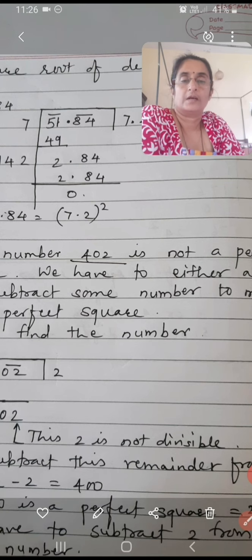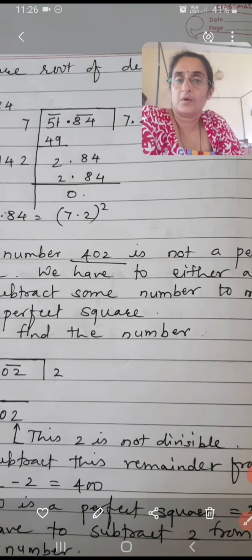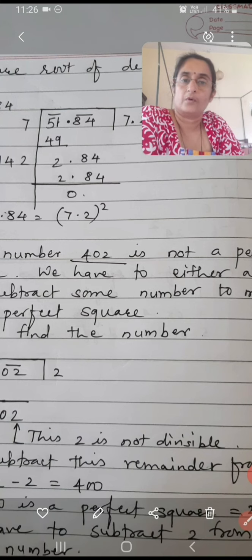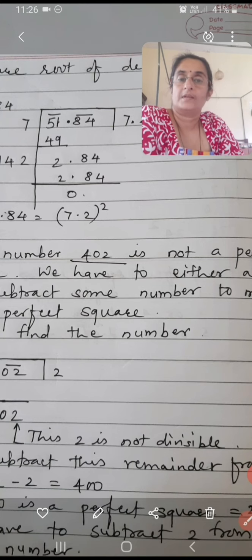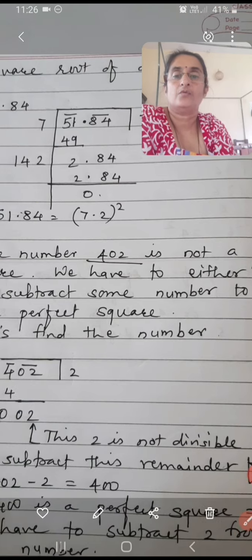That is, you have to concentrate on 51 and see which is the smallest perfect square number below that. So that will be 49. So 7 into 7 is 49. That gives you subtraction 2. What is the next step I told you? 7's double you have to write, that is 14.